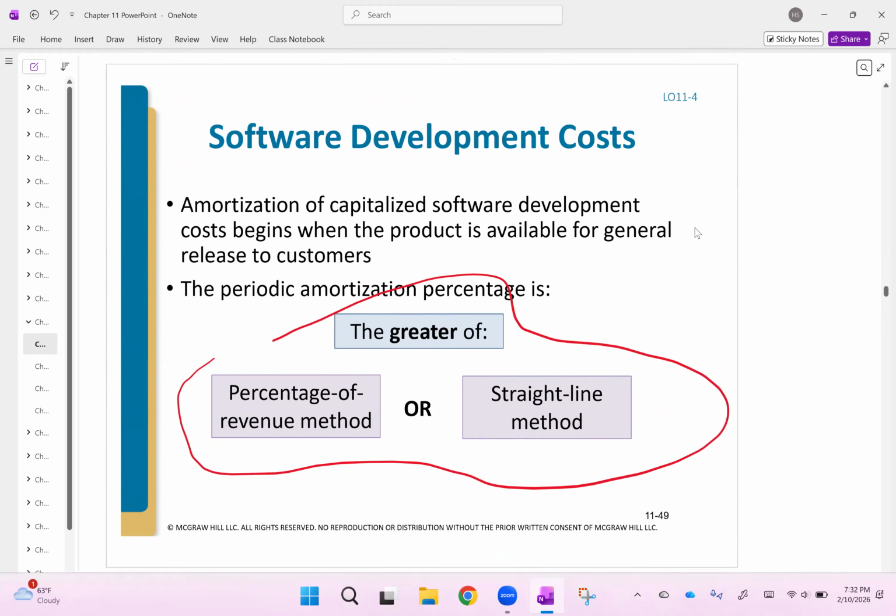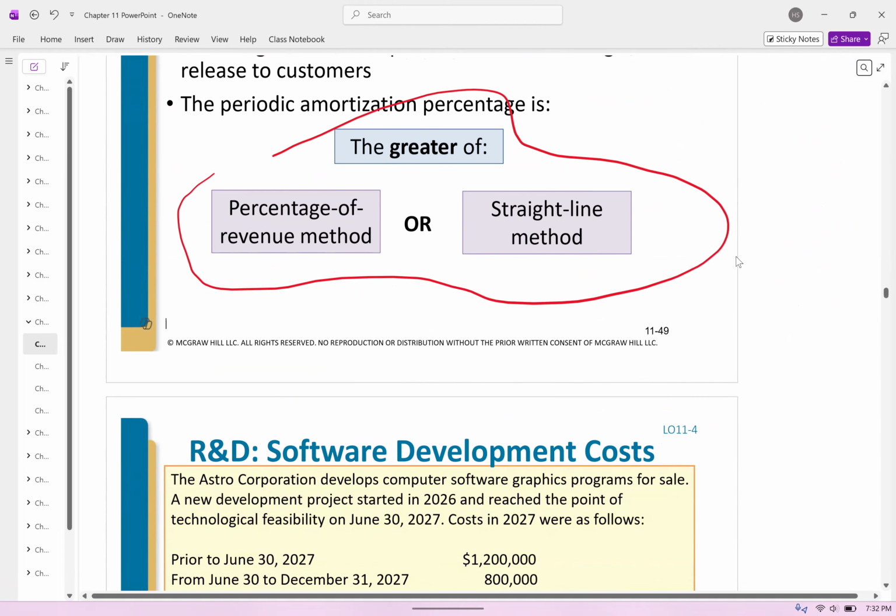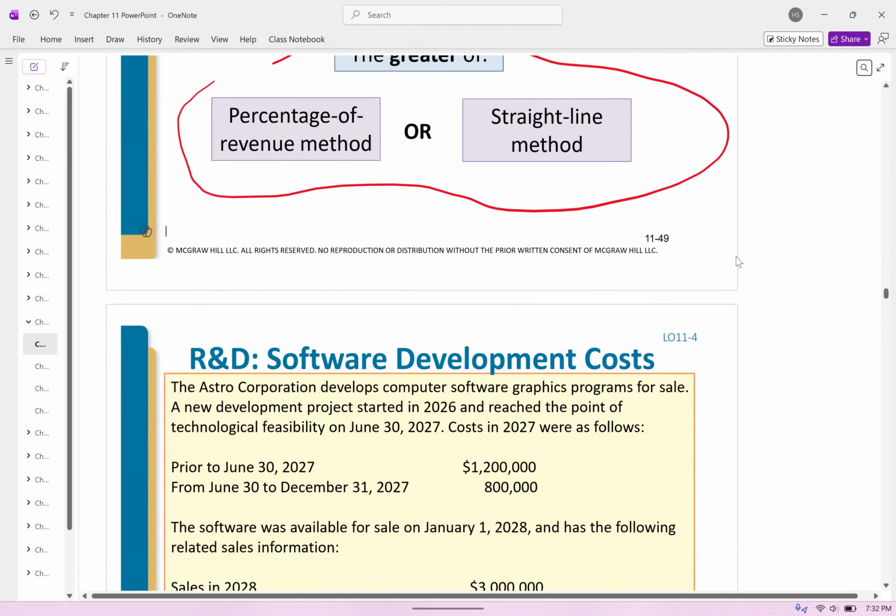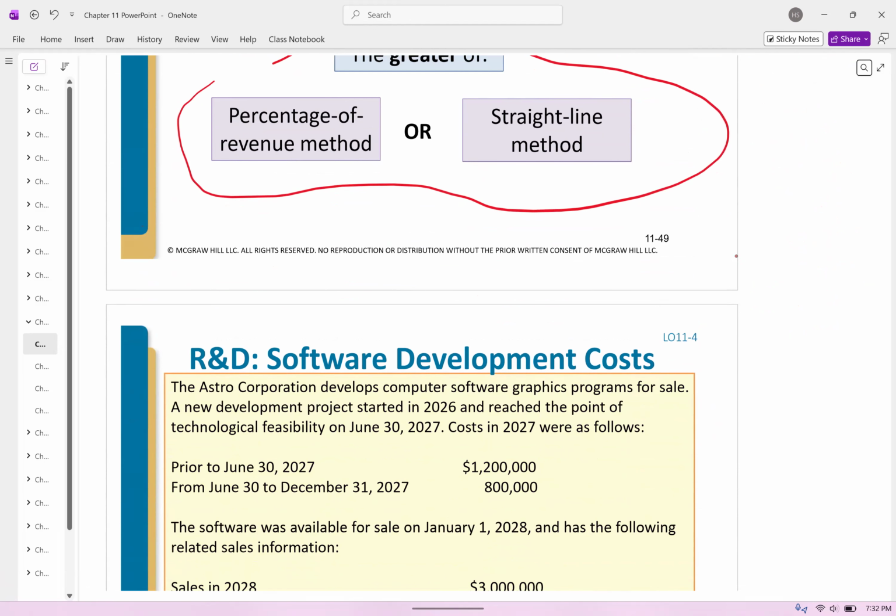Okay. So let's come over here, and we have Astro Corporation develops computer software graphics programs for sale. A new development project started in 2026, reached the point of technological feasibility June 30th, 2027. That is a very important date. So they tell you cost in 2027 were as follows.